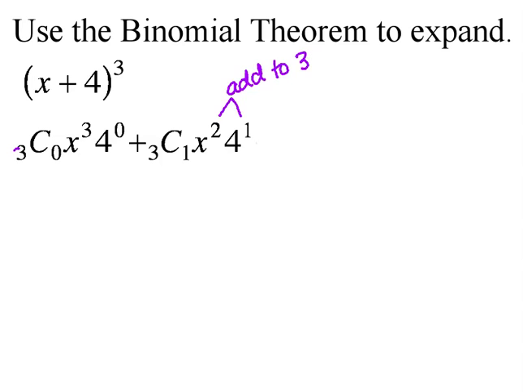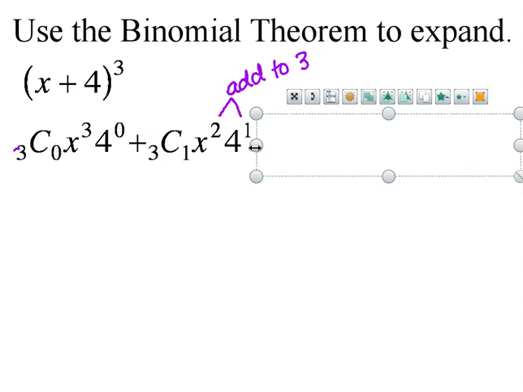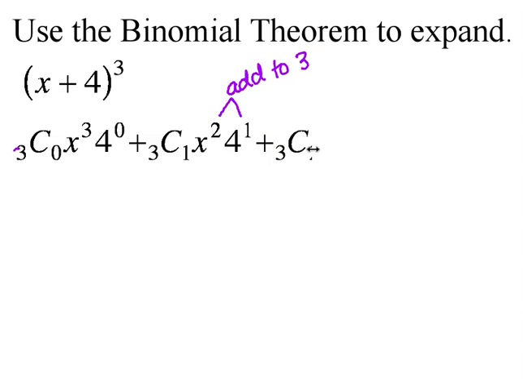All right, so let's look at the next part of the problem. The next one will be 3 choose 2. Good. x to the 1st, because I'm subtracting 1 on the x's. What am I doing with the 4? 4 to the 2nd. Okay? Plus, what comes next? 3 choose 3. x to the 0, 4 to the 3rd.